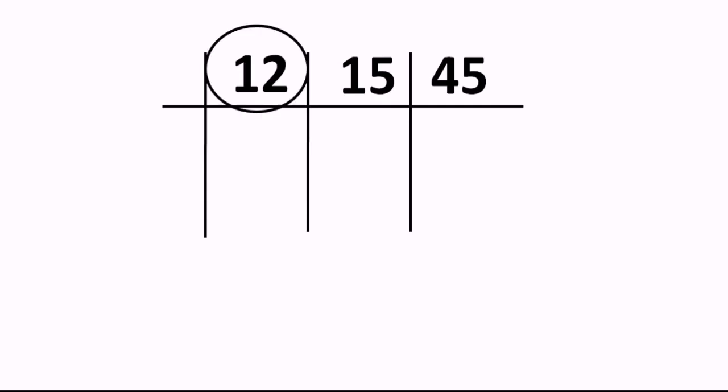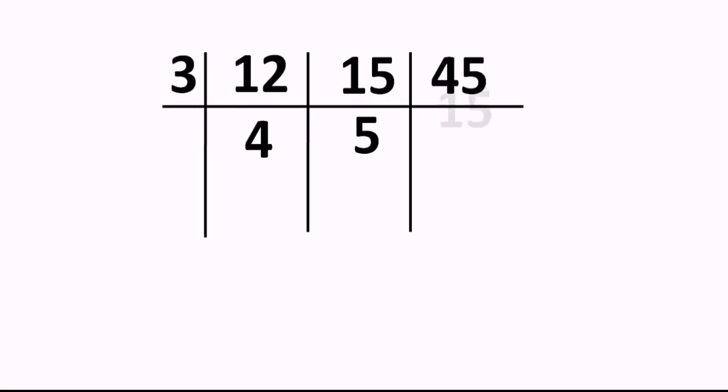12 is an even number and the digit sum is 3, then 15 digit sum is 6, 45 digit sum is 9. So all these three numbers are divisible by 3. Yes, of course. And so we are going to divide them by 3. When 12 is divided by 3, we get 4. 15 divided by 3, we get 5. And 45 divided by 3 results in 15.